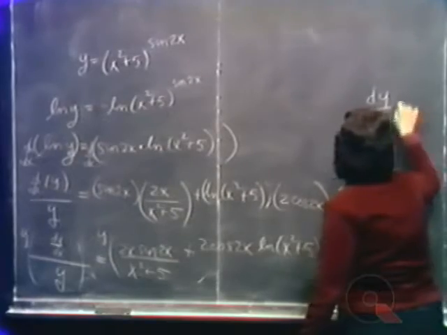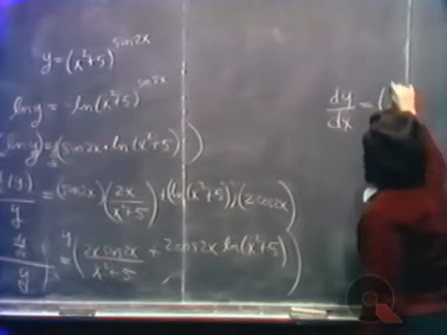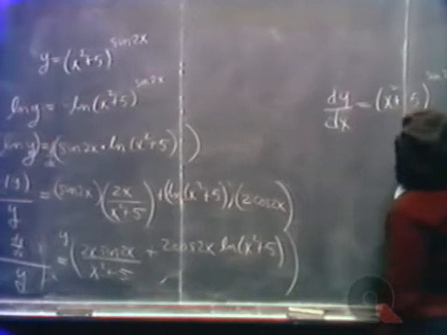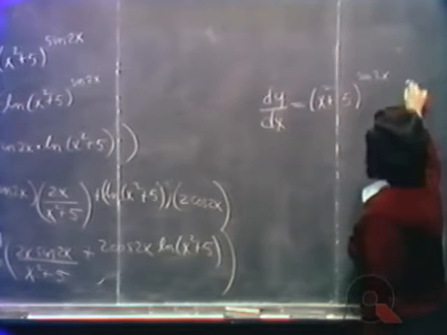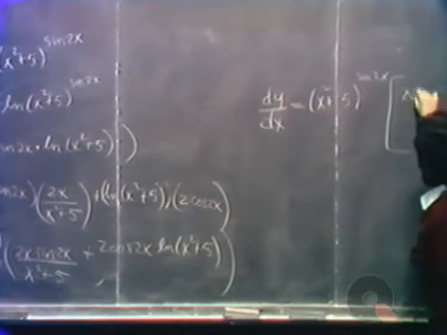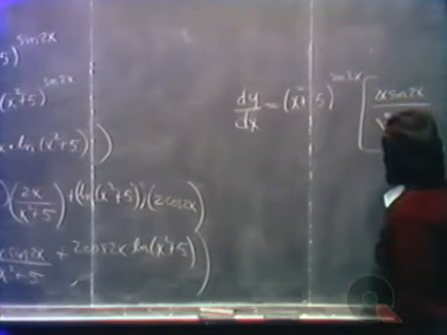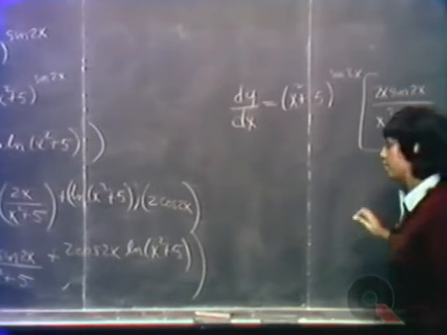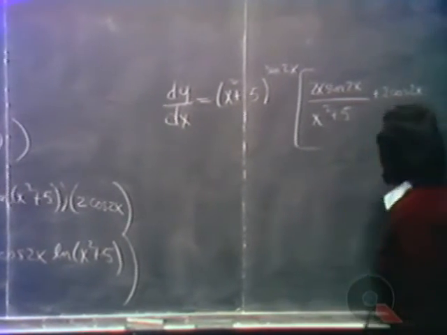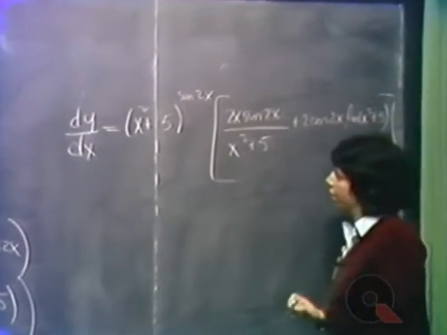dy/dx is y, which is the original function, x squared plus 5 to the sine 2x, times this whole business, which is 2x sine 2x over x squared plus 5 plus 2 cosine 2x log of x squared plus 5.